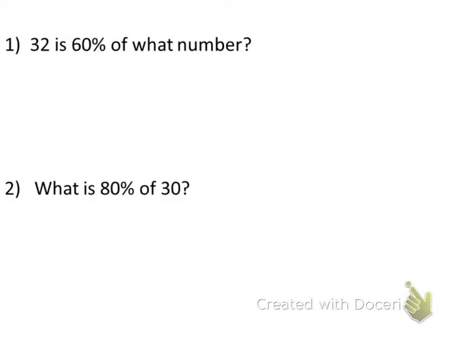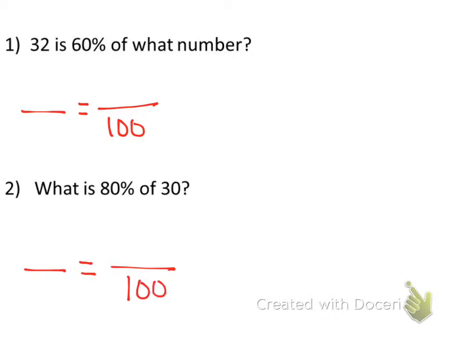So for each one of these, I like to set the proportion up ahead of time and just sort of play it like a fill-in-the-blank game. So the 100 is the only one that's locked in. All the other ones, you'll have to assign the numbers to certain spots. So it's one ratio equals another ratio with a 100 on the bottom. So back to number 1.